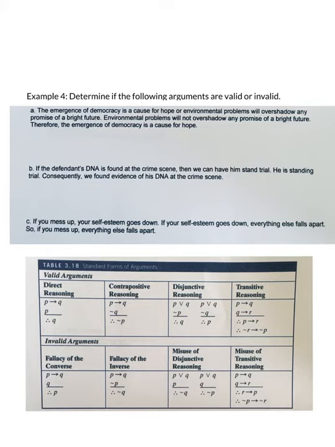So step 1, I'll do up here with my big old handwriting, but we're still going to always assign letters first. And as I reread that big old paragraph, the first idea that I see throughout the paragraph is about the emergence of democracy is a cause for hope. So I'm just going to put democracy hope to summarize that because it is super wordy. So P represents the emergence of democracy is a cause for hope.